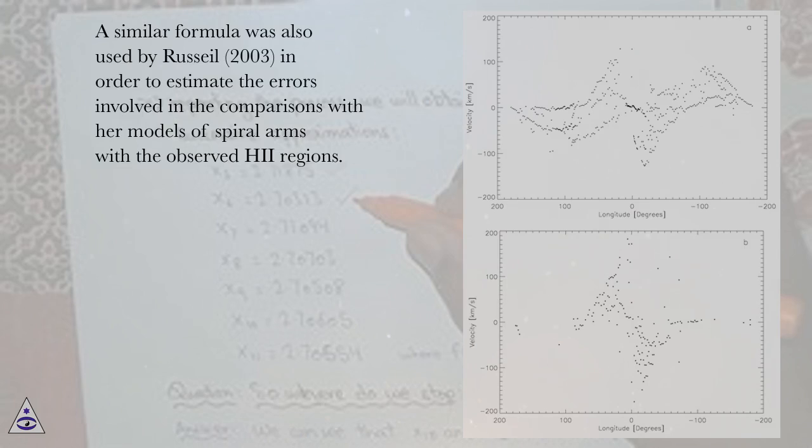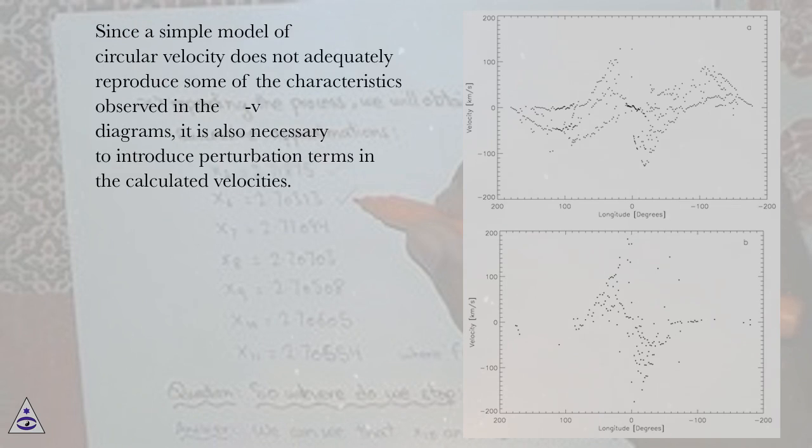A similar formula was also used by Russell, 2003, in order to estimate the errors involved in the comparisons of her models of spiral arms with the observed HI regions. Since a simple model of circular velocity does not adequately reproduce some of the characteristics observed in the LV diagrams, it is also necessary to introduce perturbation terms in the calculated velocities.